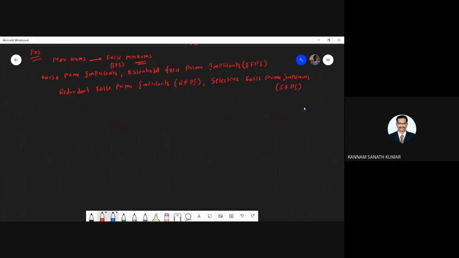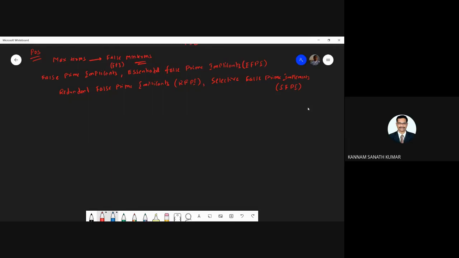The prime implicants obtained by using max terms are nothing but false prime implicants. By grouping the number of zeros, either making a pair, quad or octet, you are getting some prime implicants. Those we call max terms or false prime implicants. And the false prime implicants which consist of at least one zero which cannot be covered by any other false prime implicant we call an essential false prime implicant. And the redundant false prime implicant is the same thing.